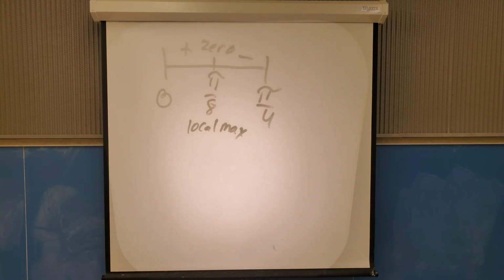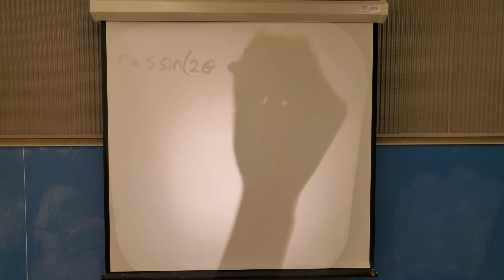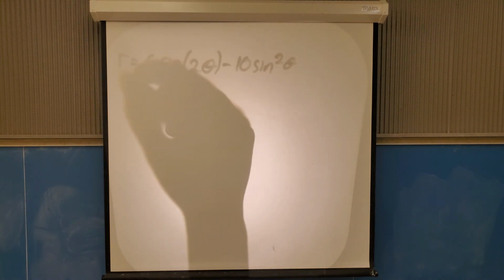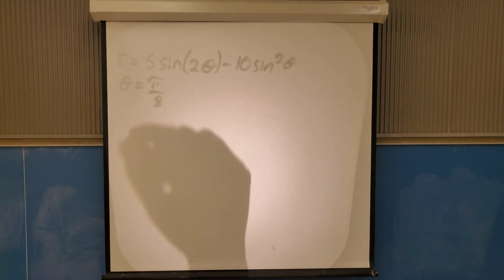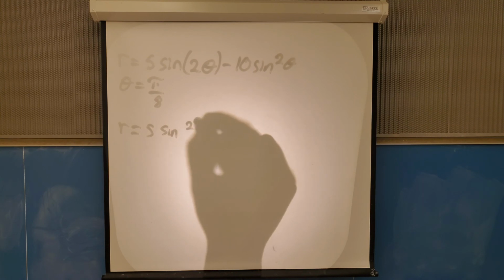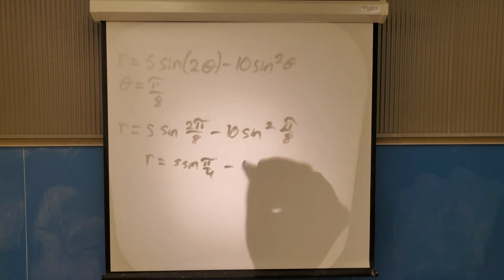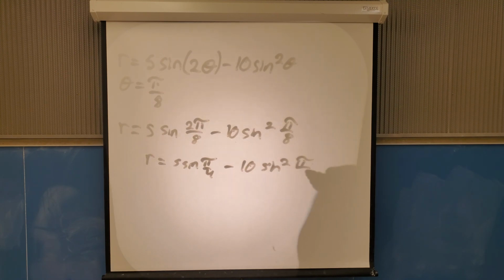Now that we have proven that pi over 8 is our critical number, we can go ahead and plug that into the r equation, which will give us the maximum possible value for r. We will be using the unit circle to solve for sine pi over 4, but we must use the calculator to solve for sine pi over 8 because it doesn't appear on the unit circle.